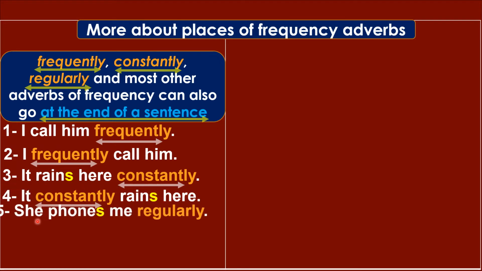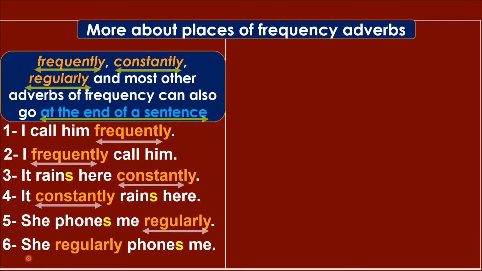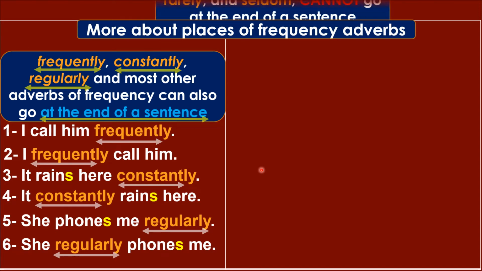Let's have a look at another example. She phones me regularly. Regularly comes at the end of the sentence. In addition to the middle of the sentence, she regularly phones me. Okay, let's talk about another point.